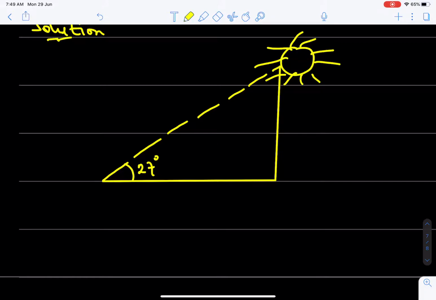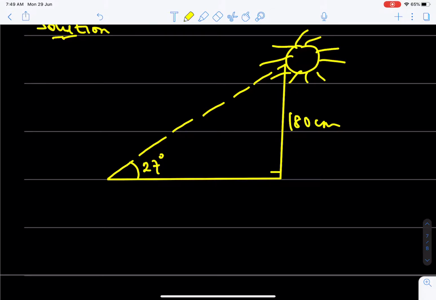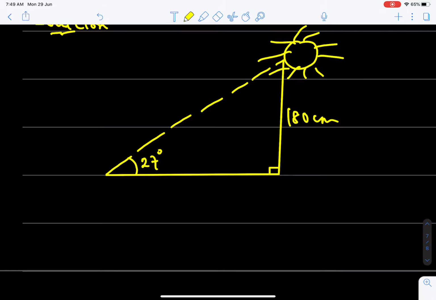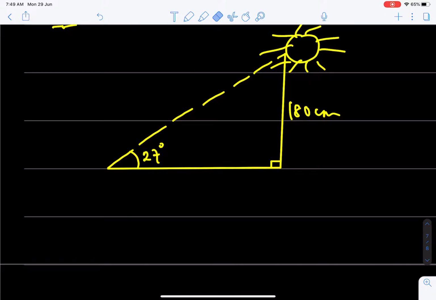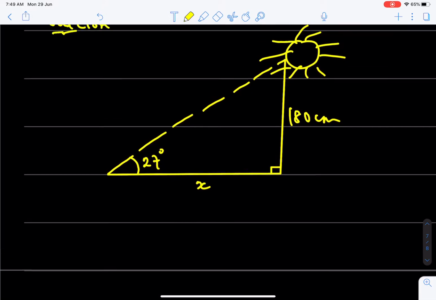And the man's height, this vertical represents the man. So the man's height is 180 centimeters. Now his shadow is going to be on the ground, with the man standing perpendicularly to the ground. So his shadow is going to be on this side, and that's what this side of a triangle represents. So let me call his shadow X. And the question says, find the length. What is the length of his shadow?